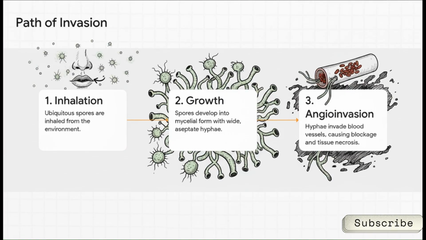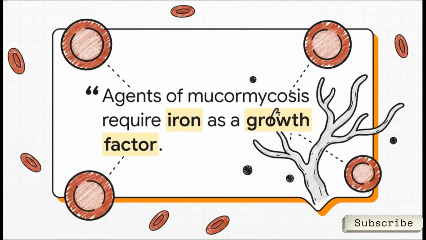First, the patient breathes in the spores, and these things are literally everywhere in the environment. Second, once they're inside the body, the spores start to germinate and grow into their long, thread-like forms called hyphae. And third, this is the game changer. These hyphae are angioinvasive. They literally smash through the walls of blood vessels, causing blood clots and cutting off the blood supply. And what happens when tissue doesn't get blood? It dies and turns black. That's the necrosis.